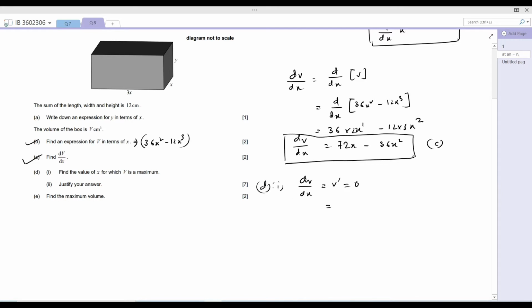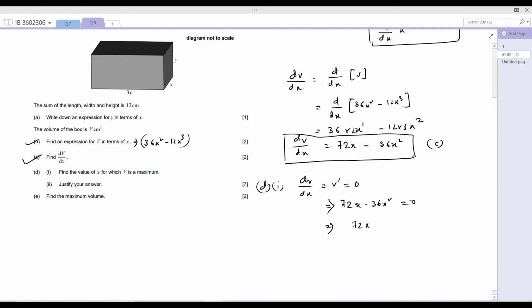So dV/dx equals V dash equals 0. dV/dx is to be 0 for the critical points, and maxima, minima and inflection points are all in the critical point region. So to find the critical points, we need dV/dx equal to 0. From here we get 72x minus 36x squared equals 0.